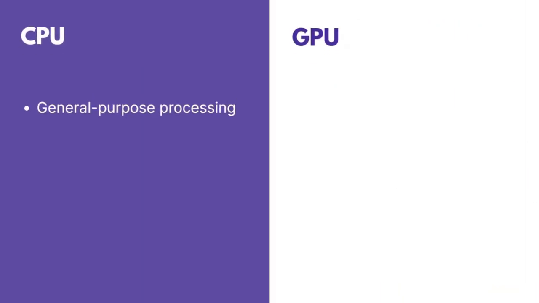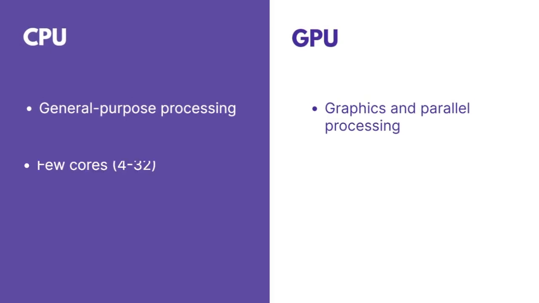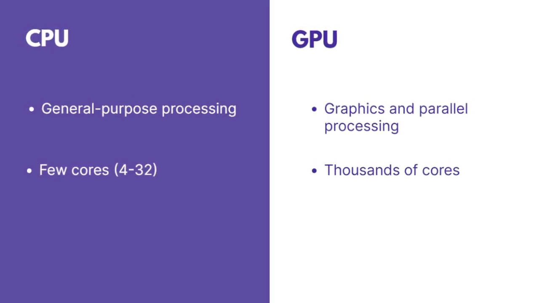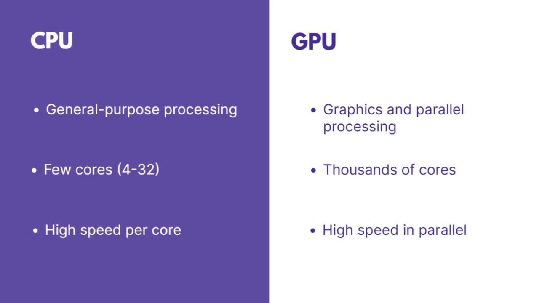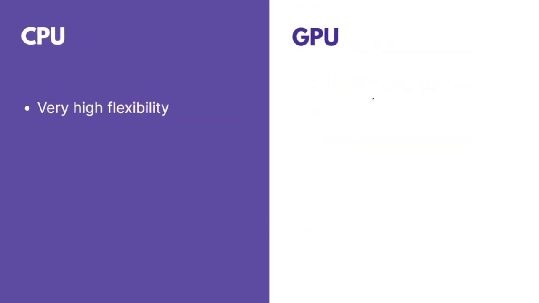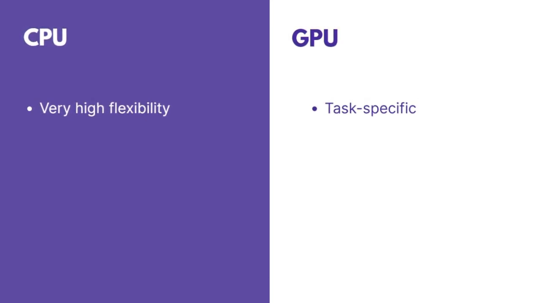CPU versus GPU. CPU: general purpose processing, few cores (4 to 32), high speed per core, very high flexibility. GPU: graphics and parallel processing, thousands of cores, high speed in parallel, task specific.